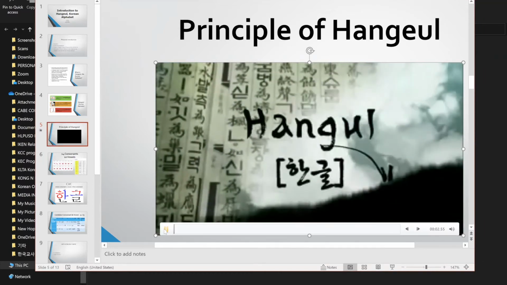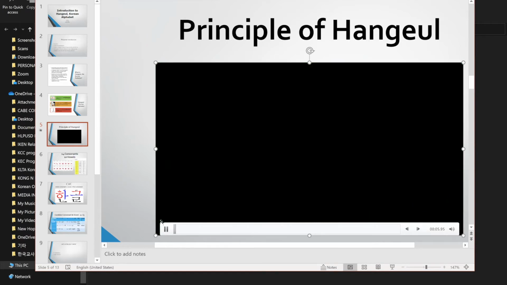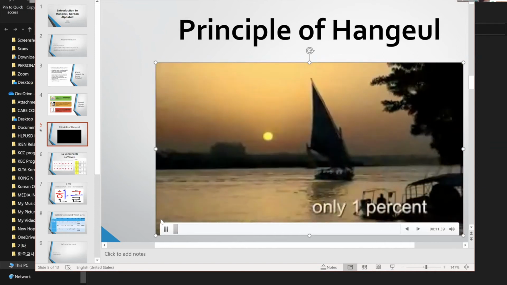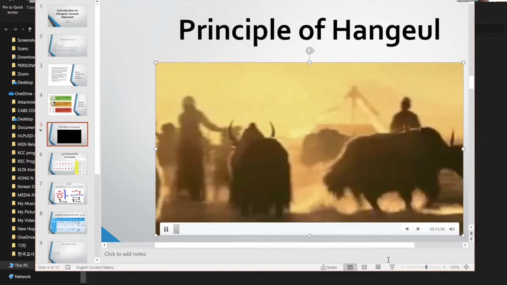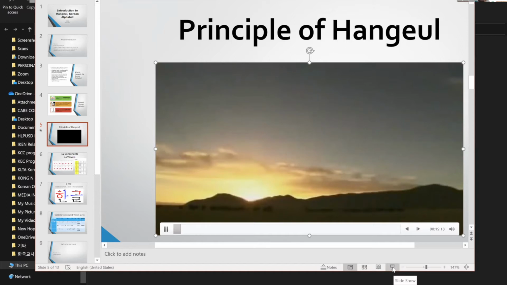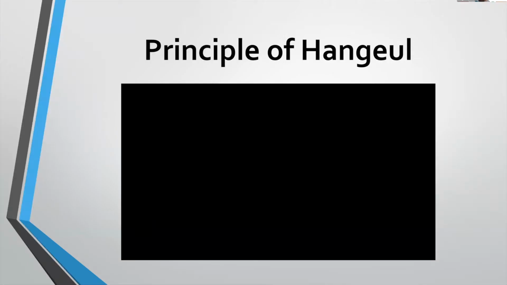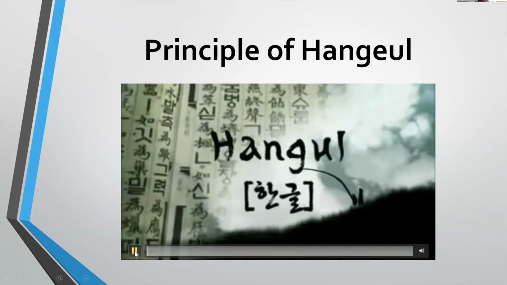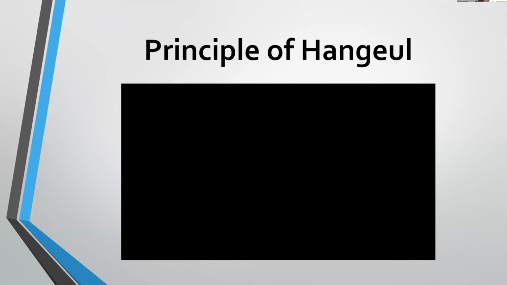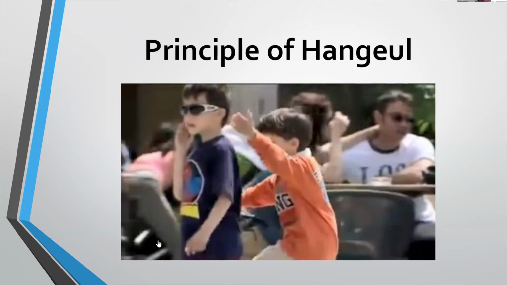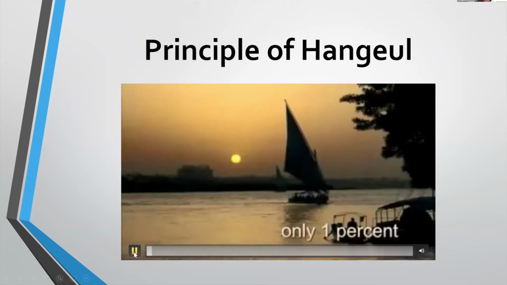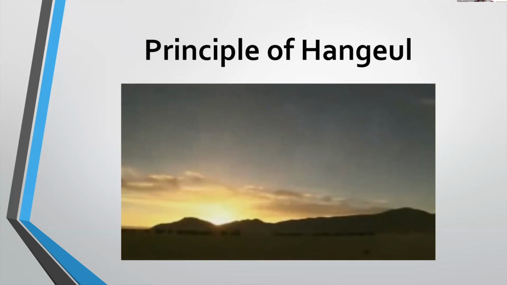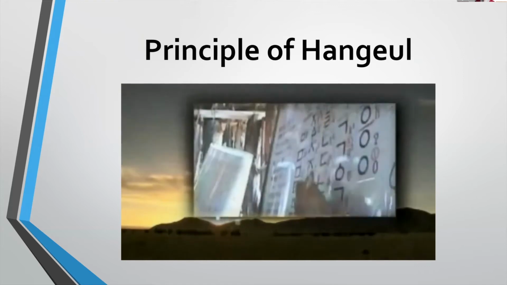Hangul. Hangul, alphabet of compassion. Of the 6,000 languages spoken around the world, only 1% have their own writing. The Chepang tribe from Nepal, who are without an alphabet of their own, have adopted the Korean letters Hangul in an effort to preserve their language and culture.